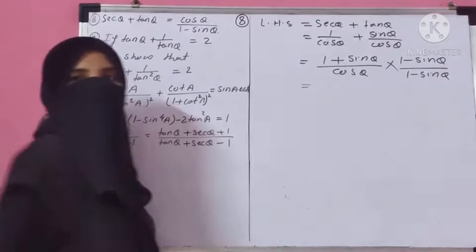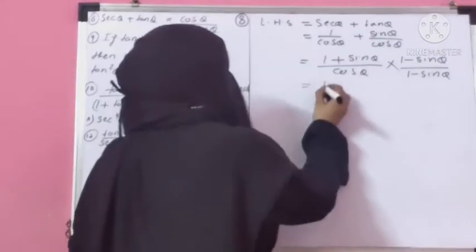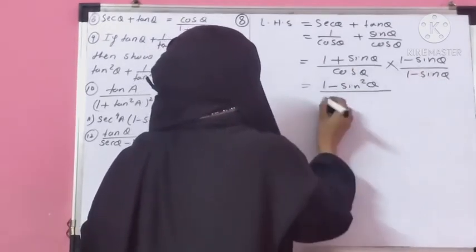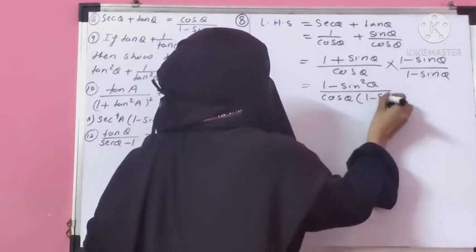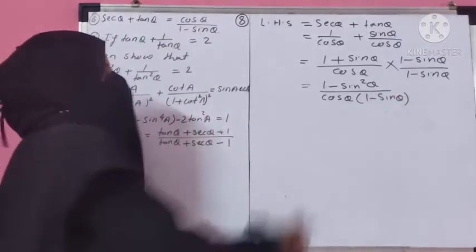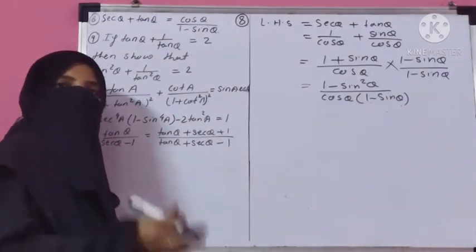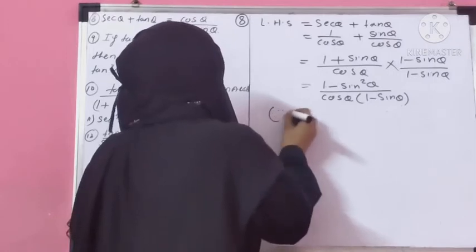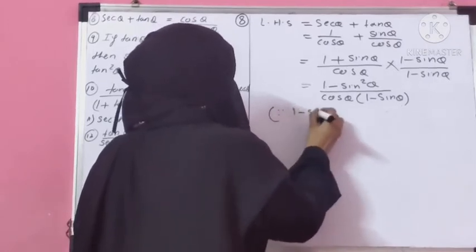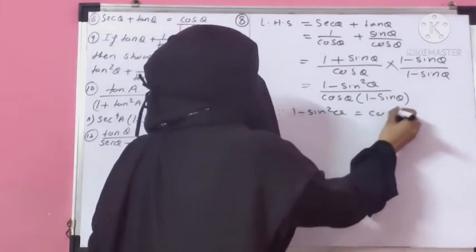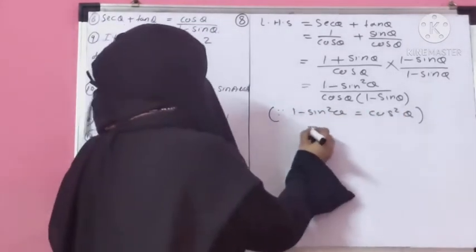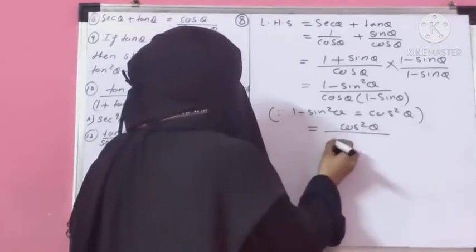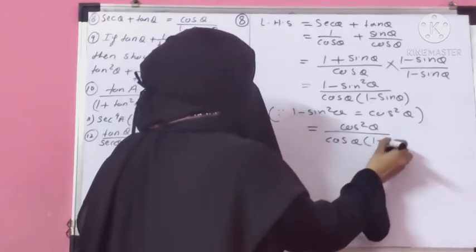It's a plus b, a minus b, a square minus b square. So 1 square is 1, minus sin square theta. Okay. Now here cos theta multiplied by 1 minus sin theta. Okay. And now you know that 1 minus sin square theta in identities is equal to cos square theta. So apply the formula. 1 minus sin square theta is equal to cos square theta by identities. So apply here, 1 minus sin square theta is cos square theta divided by cos theta, 1 minus sin theta.